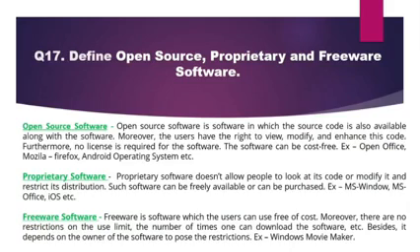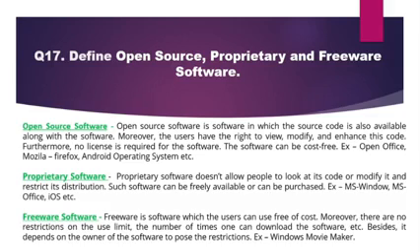Open source software. Open source software is software in which the source code is also available along with the software. Moreover, the user has the right to view, modify, and enhance this code. Furthermore, no license is required for the software. The software can be cost-free. Examples: OpenOffice, Mozilla Firefox, and the Android operating system are the best examples of open source software.